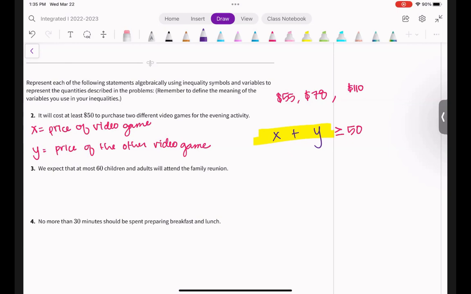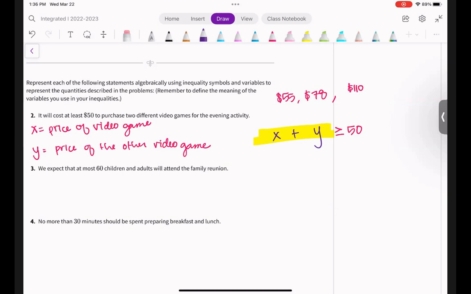So right now, I want you to start off with labeling your variables. It's okay to use, I didn't have to use X and Y. I could have used V and W or V and G. I don't even know a popular game right now, so I'm not going to pretend I know what I'm talking about. But it could be V for video game and P for price of the other video game. It doesn't matter. So for number 3, number 1, label your variables. And number 2, write me an inequality that makes sense.